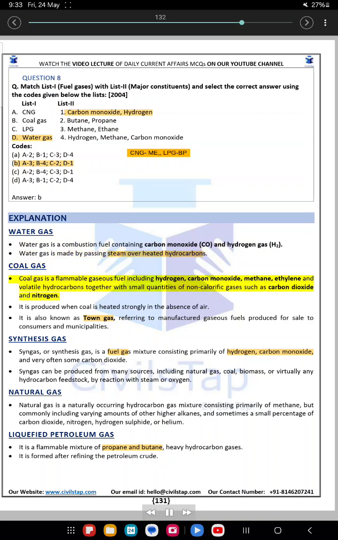Coal gas. Coal gas is a flammable gaseous fuel including hydrogen, carbon monoxide, methane, ethylene and volatile hydrocarbons together with small quantities of non-calorific gases such as carbon dioxide and nitrogen. It is produced when coal is heated strongly in the absence of air. It is also known as town gas, referring to manufactured gaseous fuels produced for sale to consumers and municipalities.